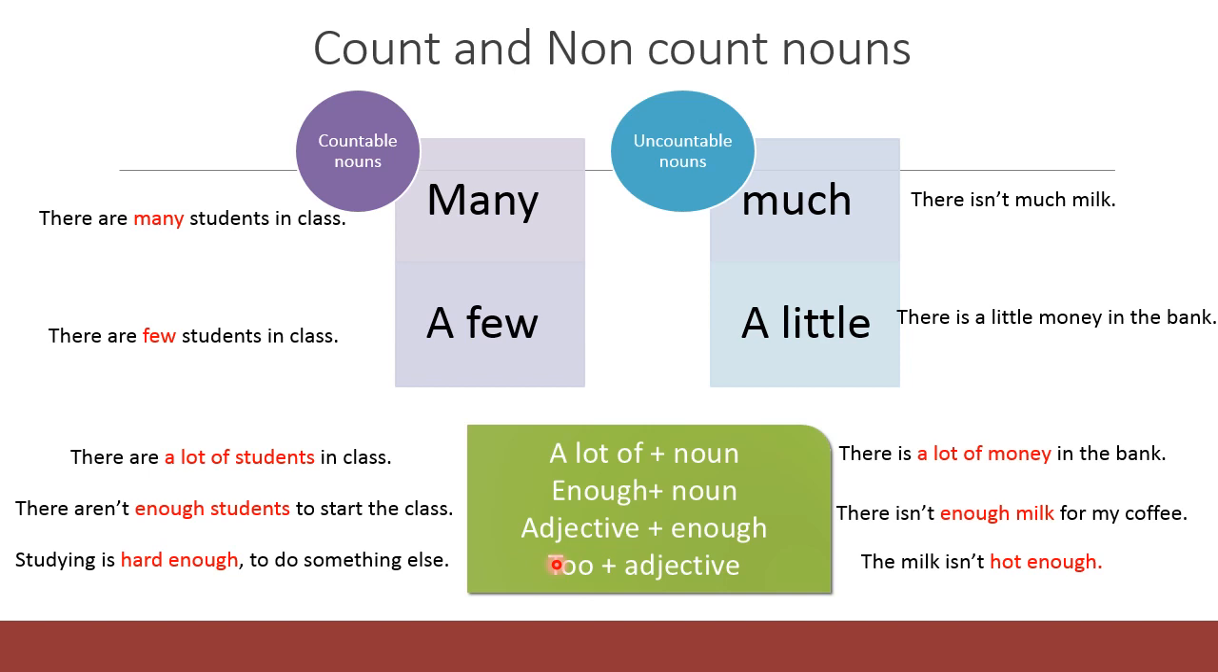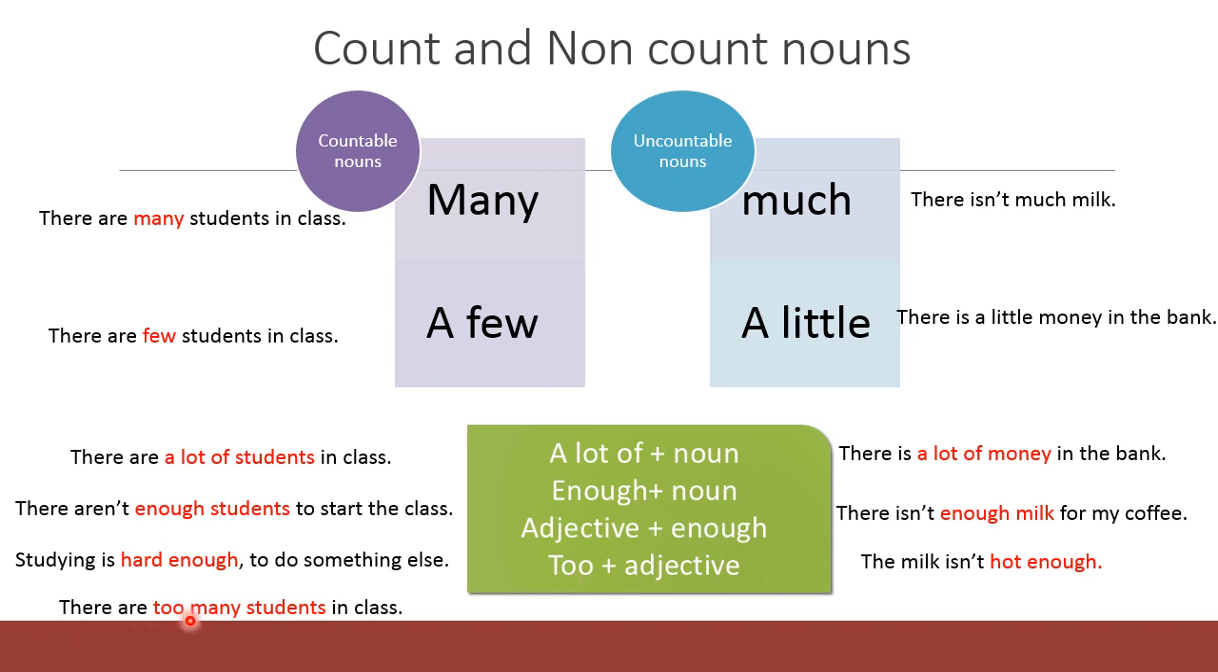The last quantifier is too. We can use too plus an adjective. Okay, so here please don't mistake, because too is also used as a synonym of also, or in Spanish también. But in this case, too is not with the same meaning as también. In this case, too means muy. So let's check an example.